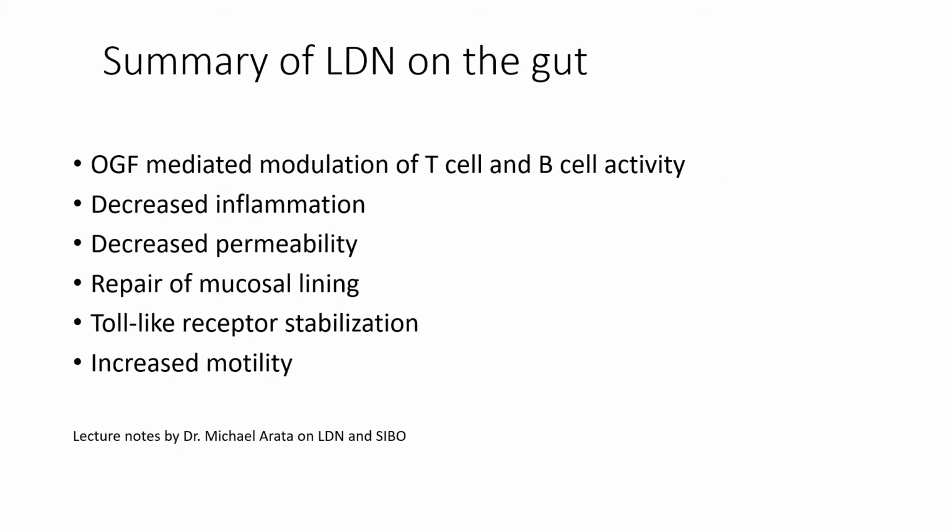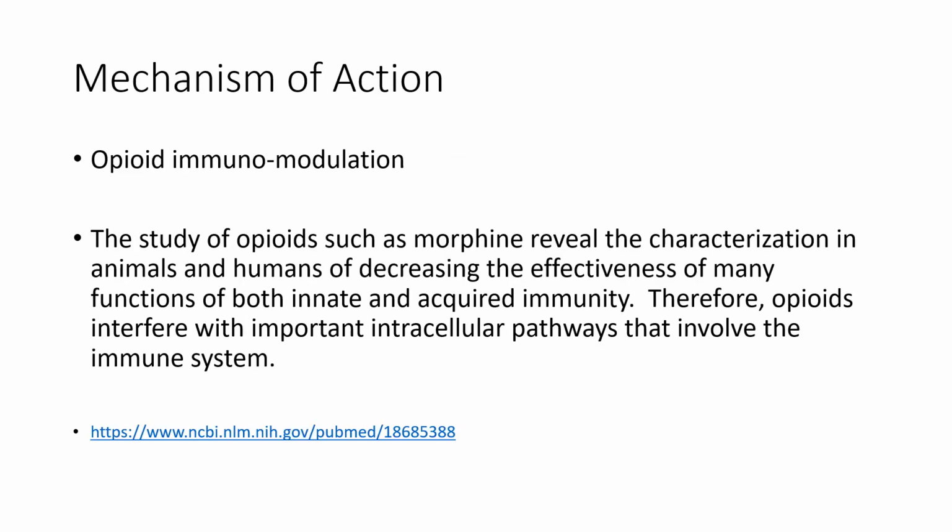I'll give a little bit of a summary of LDN on the gut. We're looking at OGF-mediated modulation of T cell and B cell activity. You're looking for decreased inflammation, decreased permeability, repair of the mucosal lining, toll-like receptor stabilization, and increased motility. All these things can be achieved by the use of low-dose naltrexone. At this point, let's talk a little bit about the mechanisms of action for LDN.